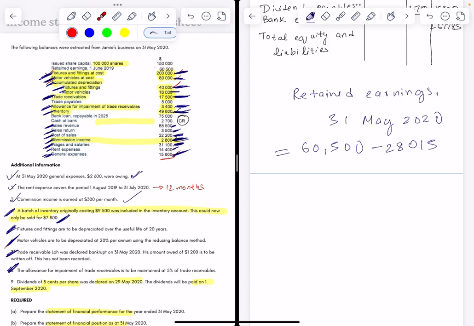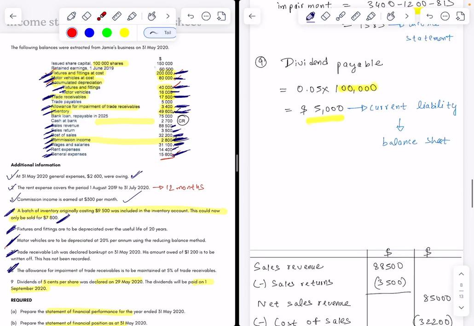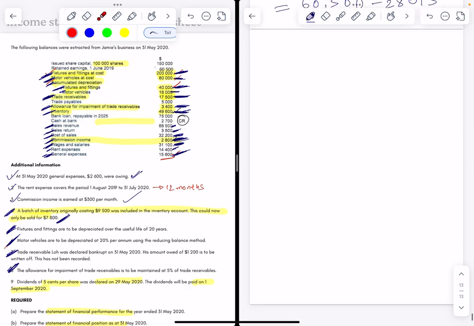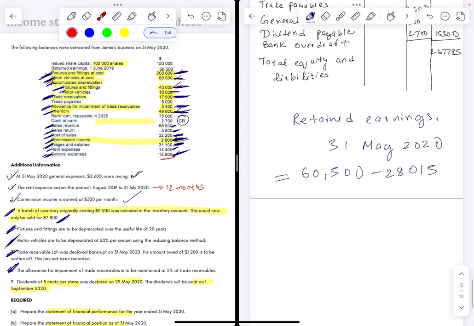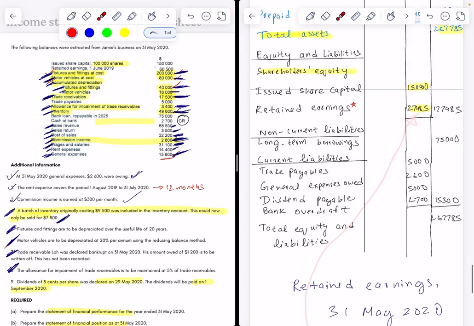And then the dividend that we are paying of how much? Let's just look into our workings. $5,000 is going to further reduce the earnings available for investment in the next financial year. So therefore, we'll subtract $5,000 more. So once we do that, you should end up with $27,485, which is the amount that we have included here as part of our equity.